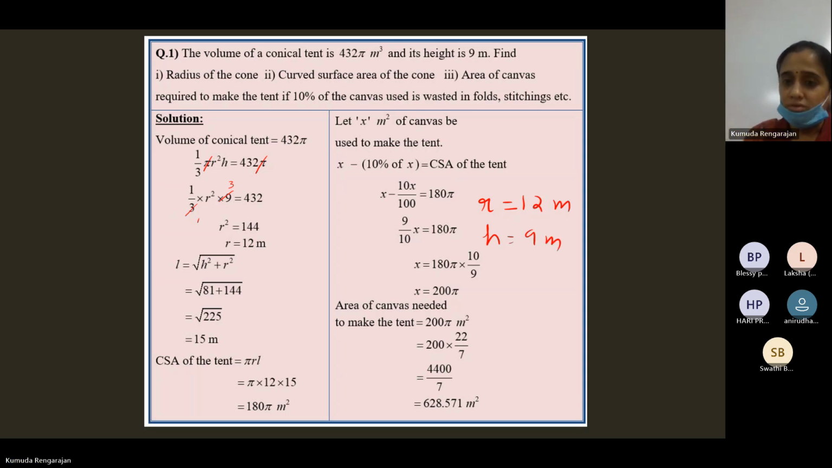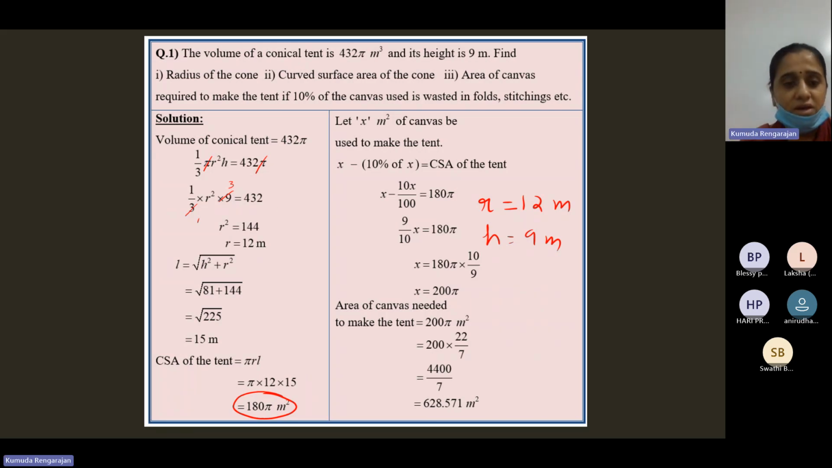So these are the desired values for the cone. Radius should be 12 meters, height should be 9 meters. So for this, you should purchase so much of material, 180 pi material. 180 pi meter square of material you should buy.